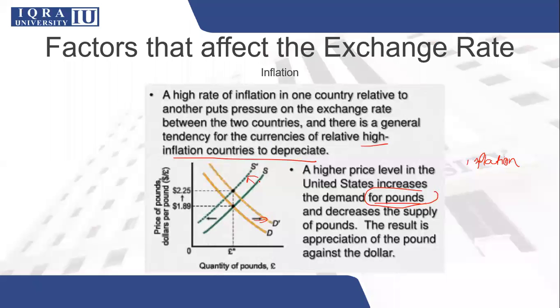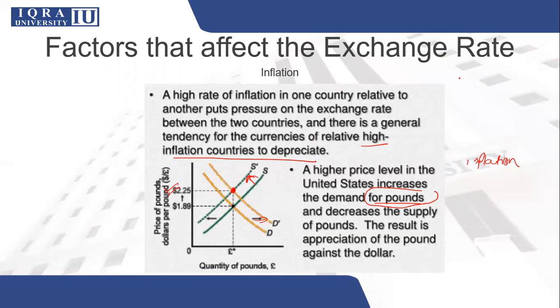Now, why is the supply of pounds decreasing? Basically, the supply of pounds is decreasing because the British see now the US goods as more expensive. So they do not want to import more of the US goods. Their own products will be cheaper because US products are more expensive due to inflation. So because of that, the supply of pounds is going to decrease. And you can see that this is going to be the new exchange rate.